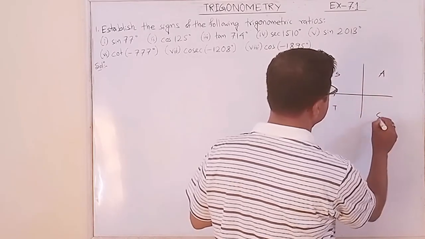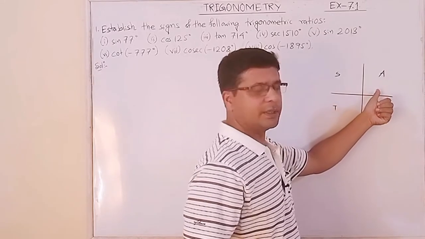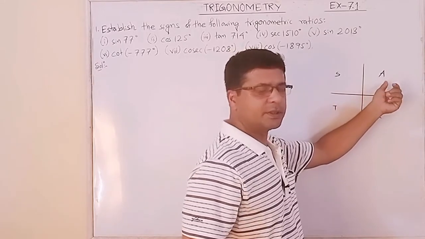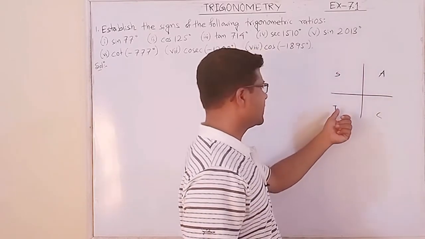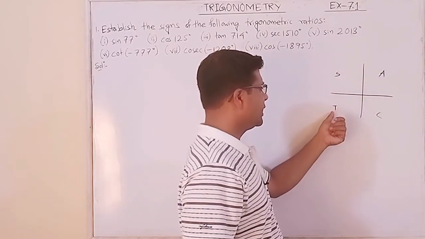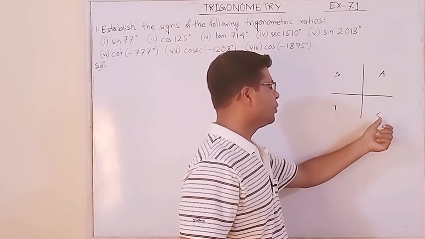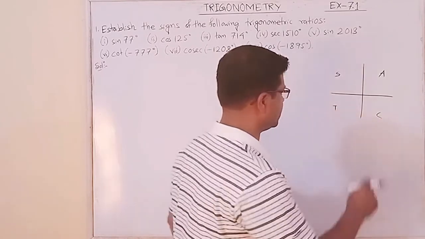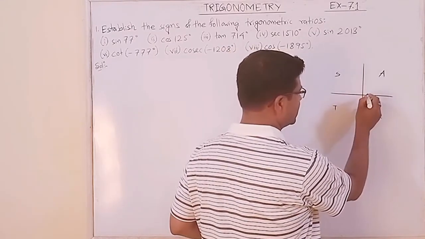See, this is the concept, that is, the quadrants. In the first quadrant all trigonometric ratios are positive. In the second quadrant only sine and its reciprocal cosec are positive. In the third quadrant, tan and its reciprocal cot are positive. In the fourth quadrant, cos and its reciprocal sec are positive.